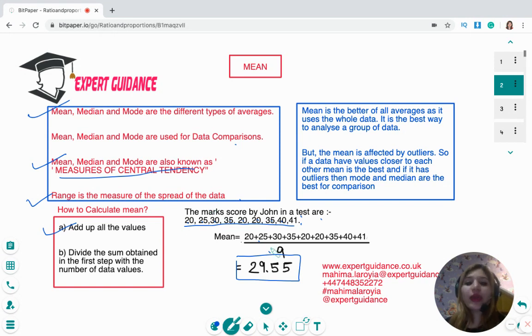Okay, so in the exam, you can get data and be asked to find the mean, or the mean will be given to you, along with how many data values there are, and you'll be asked to find the sum. So you can rearrange the mean equation.